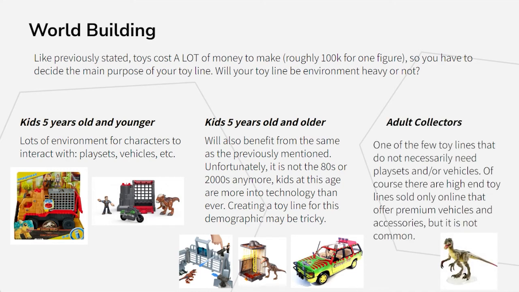And finally, adult collectors. These toy lines typically do not have much environment around them and are simply highly articulated and nice looking figures that are based off of their actual real life counterpart. Now, that's not to say that these toy lines don't have playsets and don't have vehicles, because they do, but it's few and far between, and you're not really going to see that in mass retail.